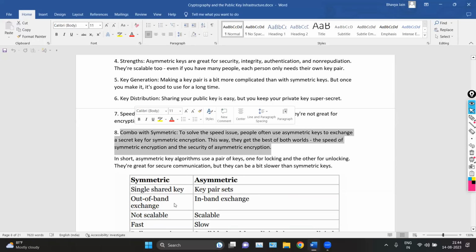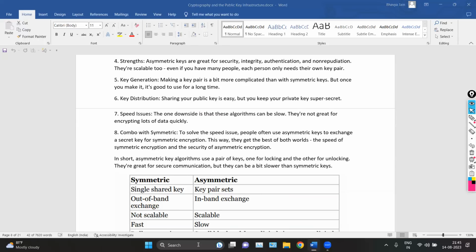Yes, this one is clear, ma'am. But this is a one-way communication only, right? Suppose I'm sending data and encrypting with the public key, and you are decrypting with the private key, correct? Yes. Then if you are sending data, how can I read that data?